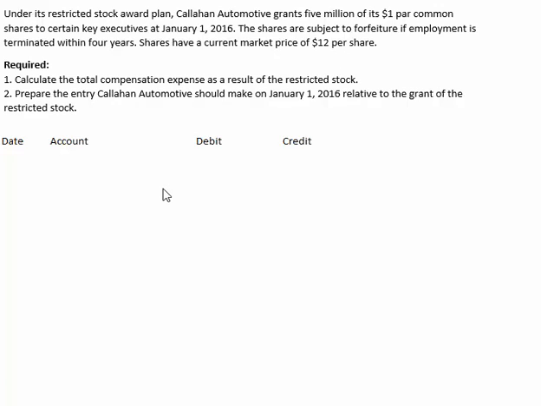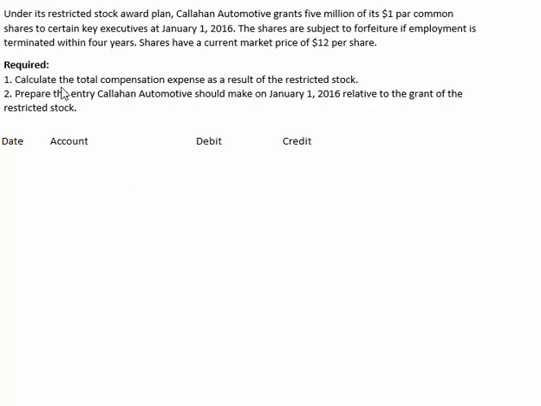So for that reason, we're going to go ahead on the date we actually grant the restricted stock to the employees and make a journal entry. We didn't with stock options. We made no entry right away. And so for restricted stock, we're going to make an entry right away, and that entry is going to be total whatever the compensation expense is for the restricted stock.